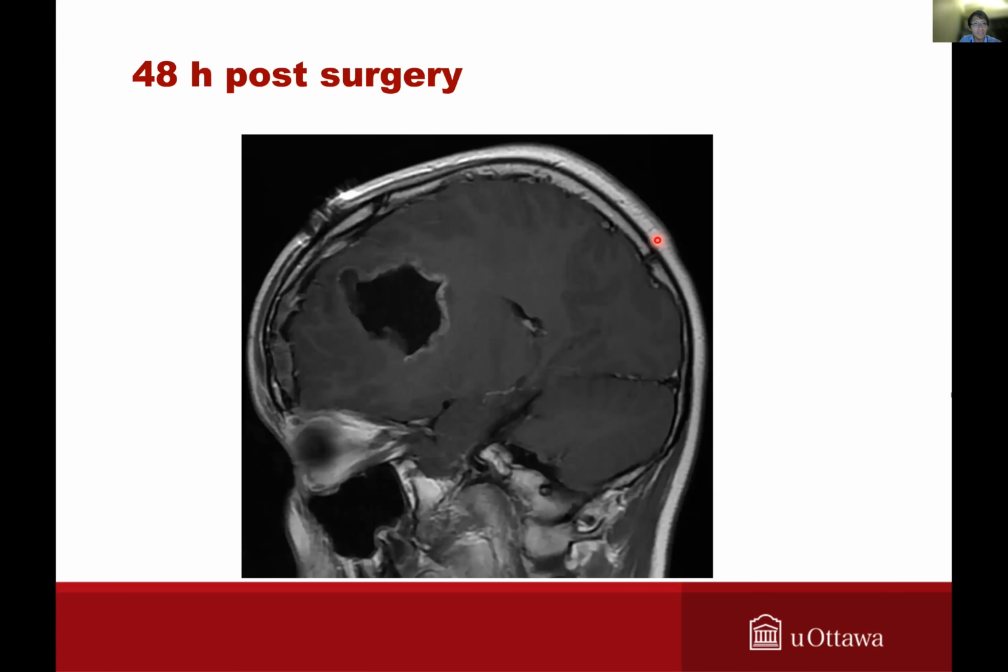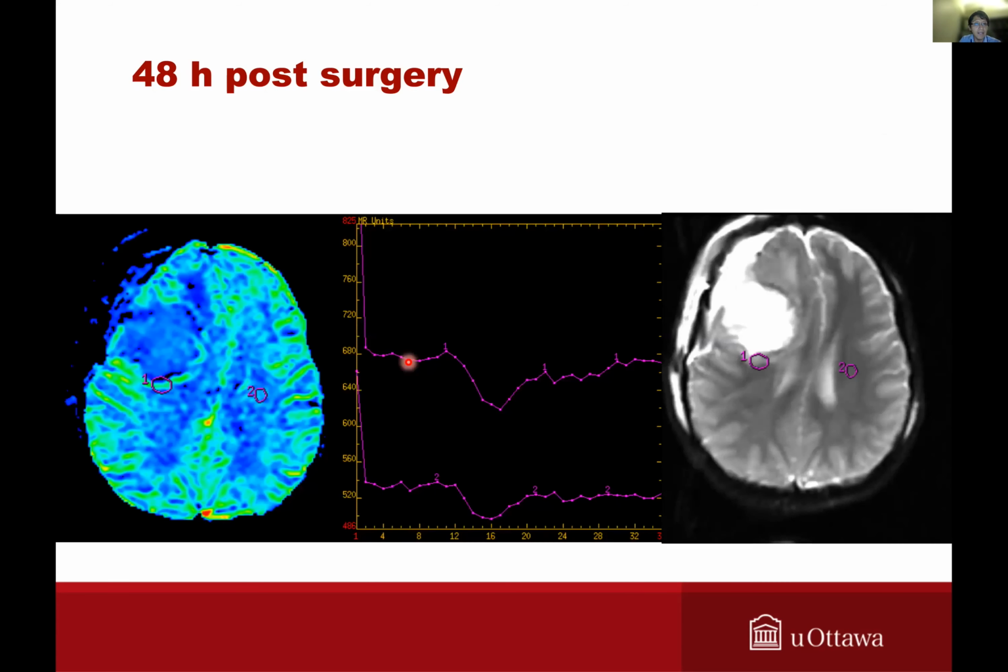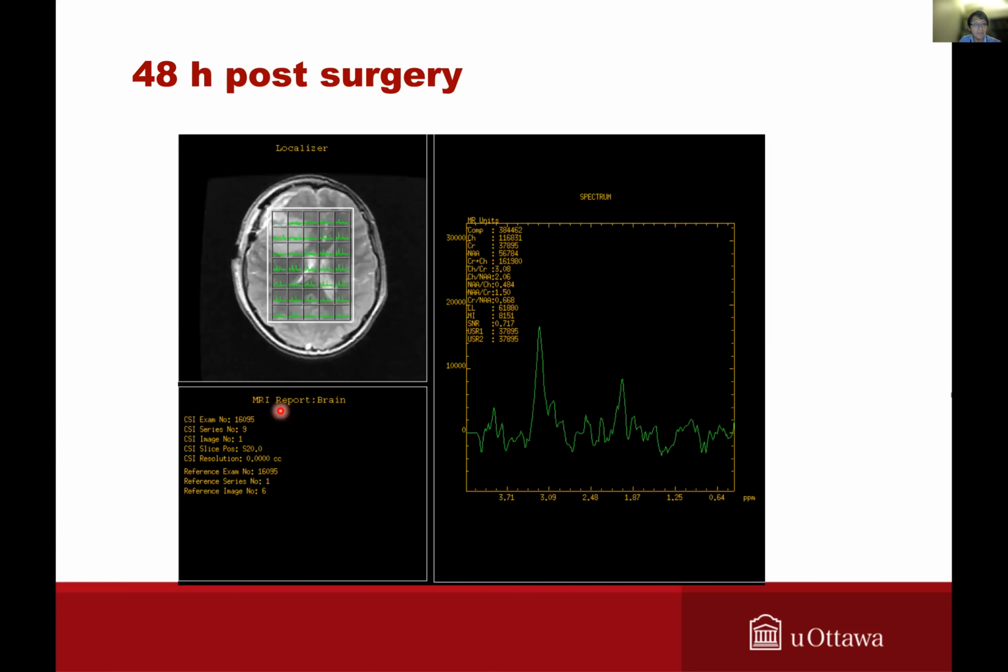This is 8 hours post-surgery. They removed the tumor, and then there was a little bit of enhancement in the periphery. And when we did the perfusion imaging, we saw that maybe it was very close, but the values were very close. And so this is the spectroscopy that shows high choline and low NAA in the periphery of that area.